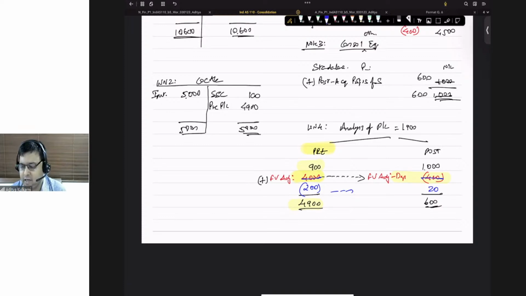Okay, it will start getting too complicated if we start introducing tax impacts. You need to know the meaning of tax base, carrying amount, and then the difference, whether it is a taxable difference or a deductible difference. All that is what is going to be done.